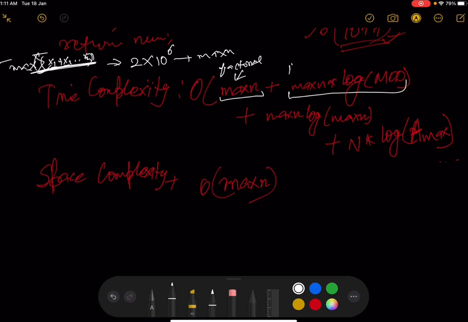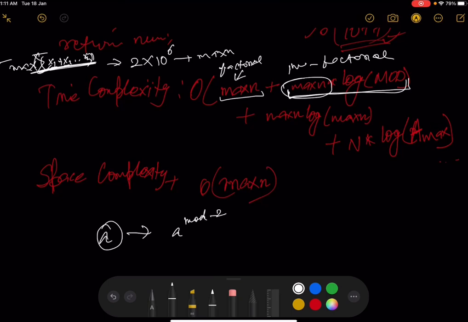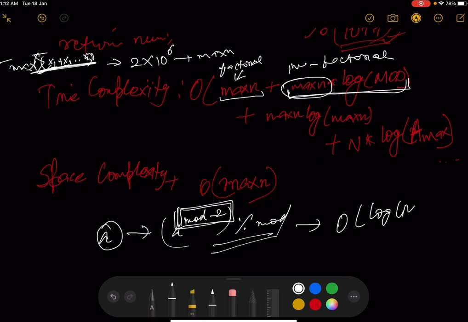Now calculating the inverse factorial of all those maxn numbers will require maxn into log of mod time. Why? Because there are maxn numbers for which you need to calculate the inverse factorial, and you calculate the inverse using an inverse function, which is basically doing binary exponentiation. In order to calculate the inverse of some number a, this will be equal to a to the power mod minus 2, modulo mod. This comes from Fermat's little theorem. Since binary exponentiation works in order of log of the exponent, and here the exponent is mod minus 2, calculating the inverse of some number works in order of log of mod.